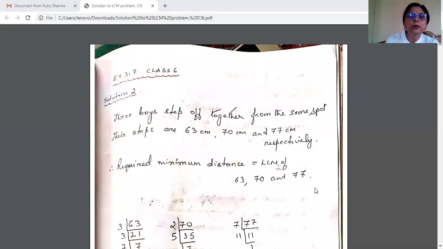I hope you have understood HCF problems and how to find the LCM by both the methods. So let's do the LCM problem sums from your textbook. This is one of the sums, question 2.